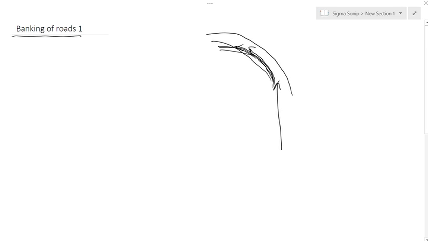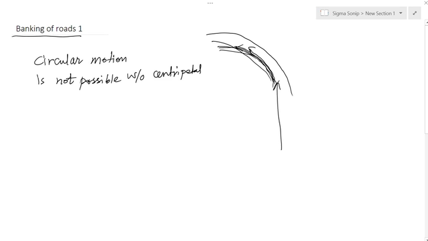Now we know that circular motion is not possible without centripetal force. This is a really important statement, just like I talked about in the last video. Circular motion, I'll repeat it here, is not possible without centripetal force. So this car here is going around this bend. You need some centripetal force.